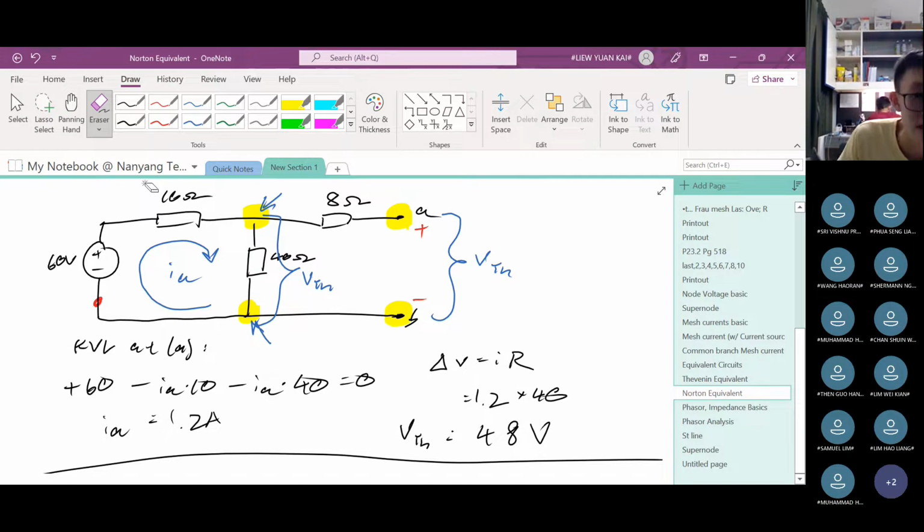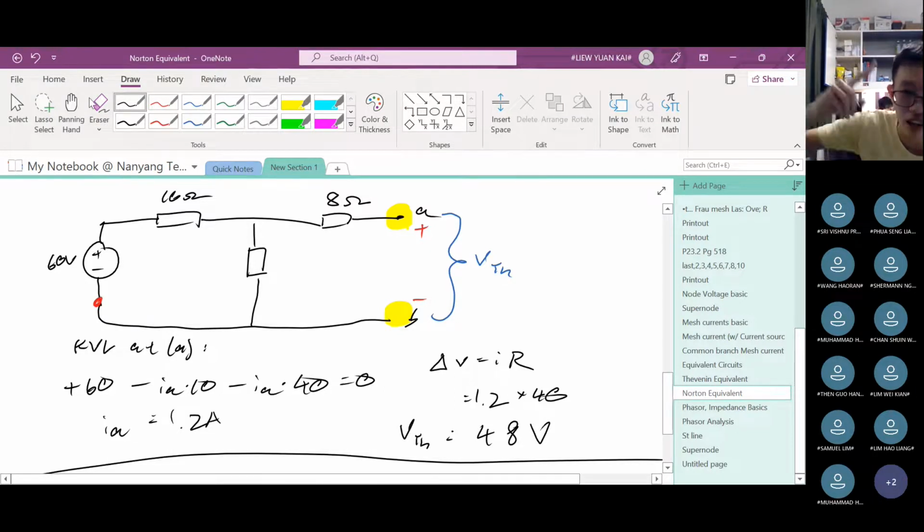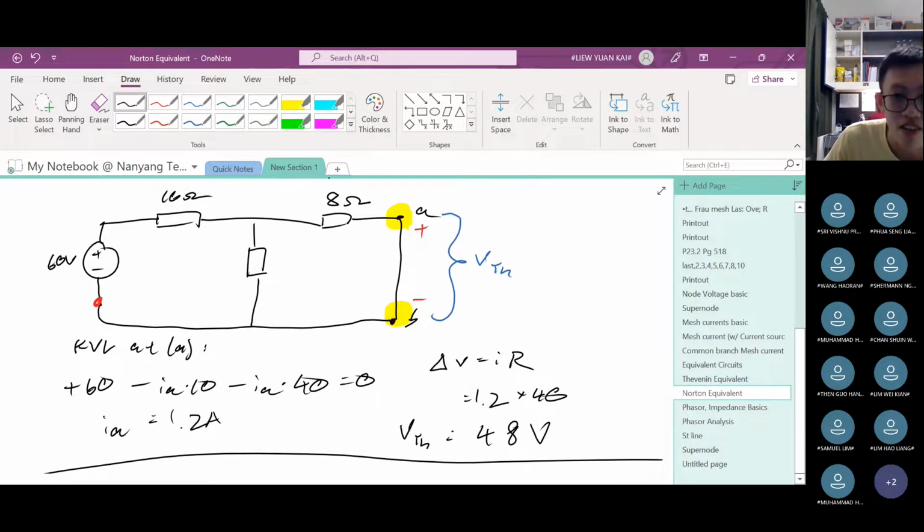That means, so let me just erase all my annotations. Let me be quick. Like that. So short circuit means I close the terminals. Okay, I close the terminals. I close it from here to here. Now I need to find the short circuit current here, ISC. So again, just do another round of mesh current analysis like that. And then now there's a mesh current here because it's closed. So this is IA, this is IB.